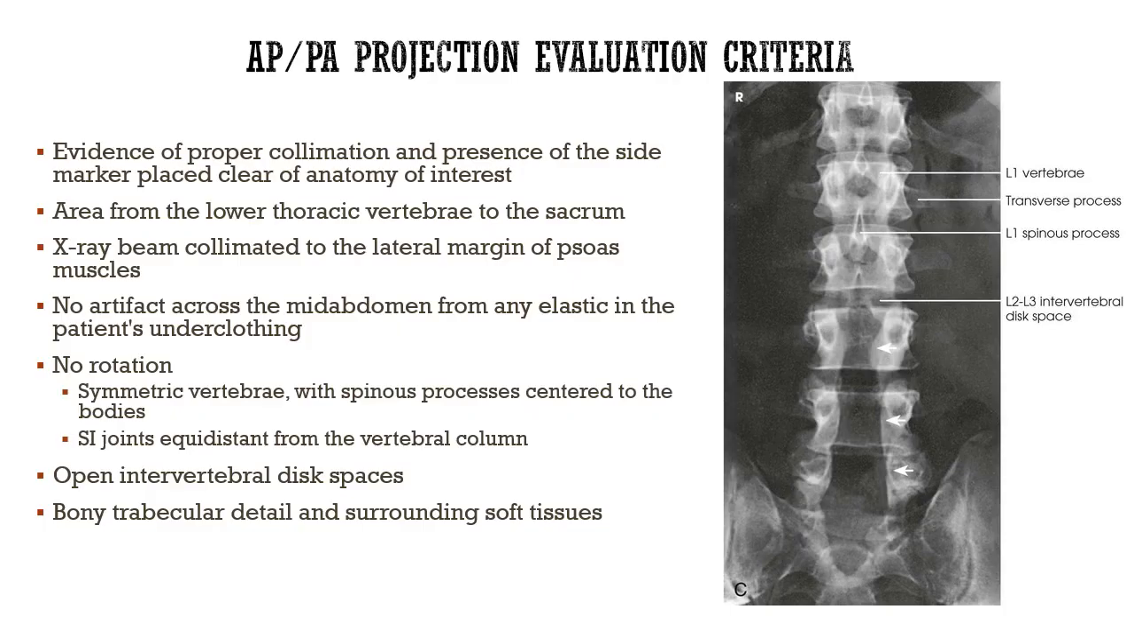So the evaluation criteria, we're looking here at just the AP lumbar spine, is that we want the area from the lower thoracic spine to the sacrum. We want the X-ray beam collimated to the lateral margin of the psoas muscles. There should be no artifact from any elastic in the patient's underclothing, and there should be no rotation. The SI joints should be equidistant from the vertebral column, and we should see open intervertebral disc spaces, just like we have on the AP axial C-spine and the AP T-spine.